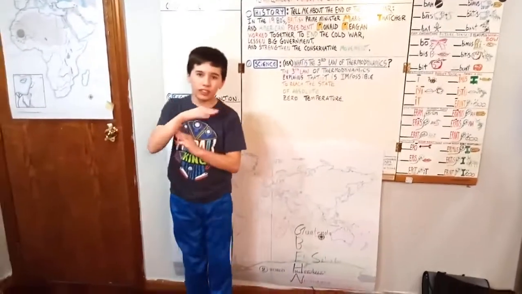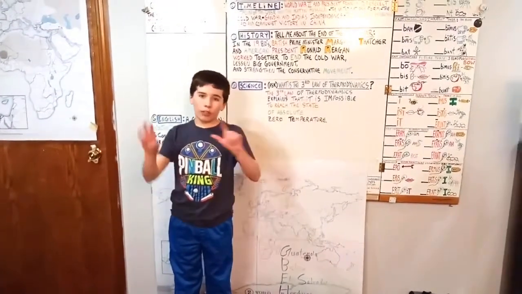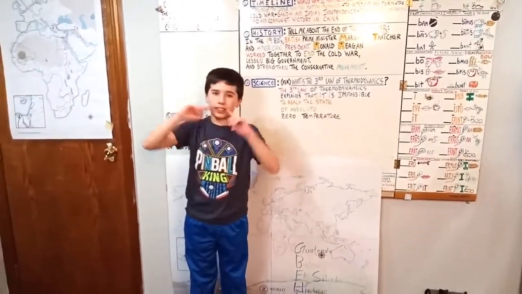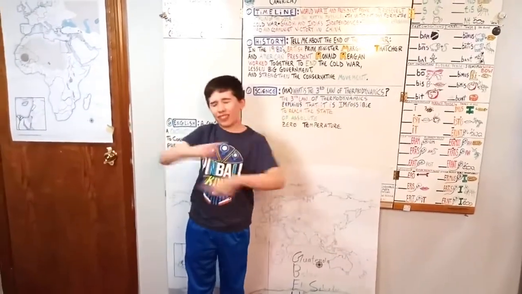Let's do it again. What is the third law of thermodynamics? The third law of thermodynamics explains that it's impossible to reach a state of absolute zero temperature.